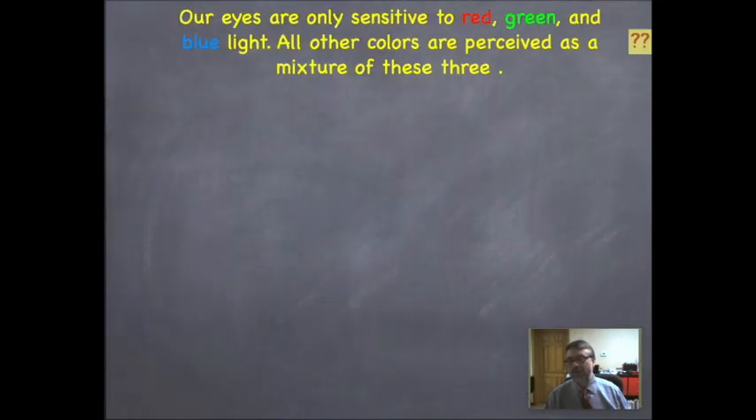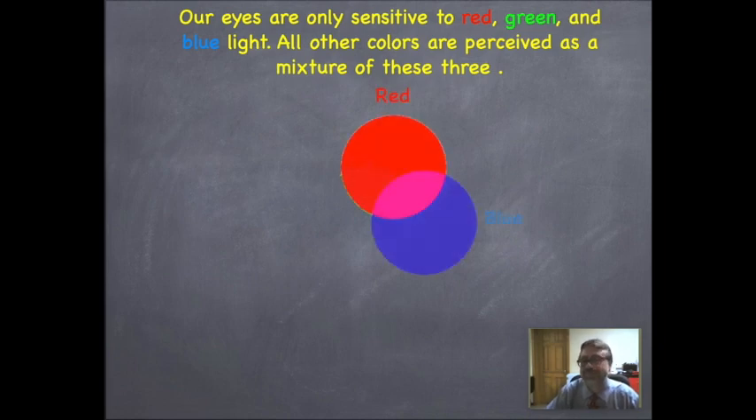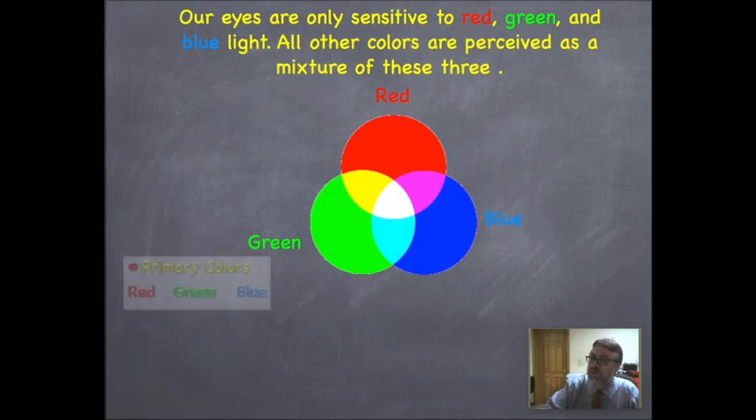All right, let's summarize where we are right now. So our eyes are only sensitive to red, green, and blue light. All other colors are perceived as some mixture of these three colors. So we refer to these three colors as primary. Red, blue, and green are the primary colors.